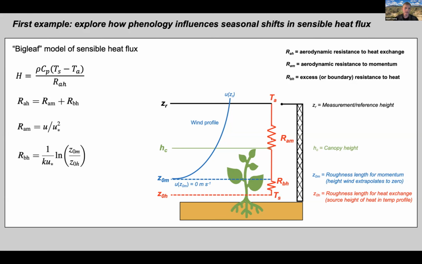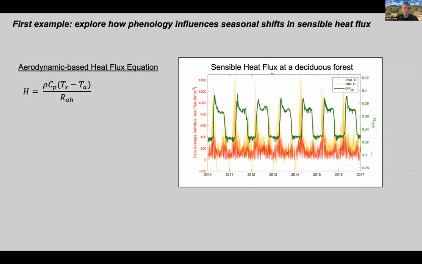And so using this big leaf modeling approach, where we consider the ecosystem to be a single layer with no real vertical variation from the soil through the canopy, our first attempt was to use AmeriFlux data to see if we could predict the full seasonal pattern of sensible heat flux at different sites. Doing this, we initially found some pretty interesting results, yet they were slightly problematic given our goals.